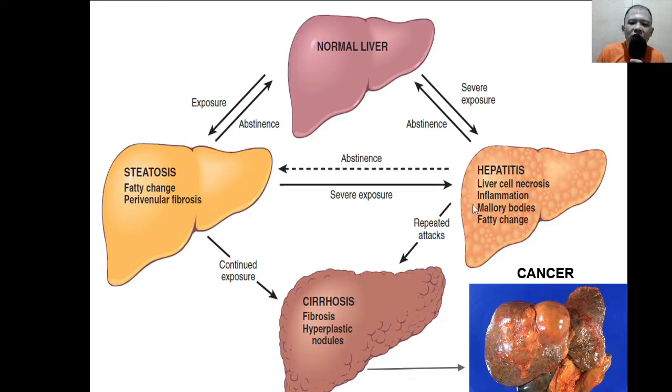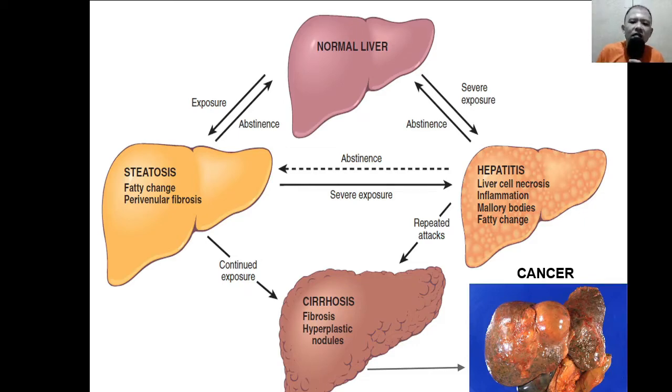And with further injury, you have hepatitis. That means the liver becomes inflamed. Or you can also have, from a normal liver with a severe exposure, immediately hepatitis. You can also have that one. And please take note, fatty change and hepatitis, for the majority, these changes are reversible. Okay, of course, with abstinence, or when you stop the exposure, when you stop the injurious agent.